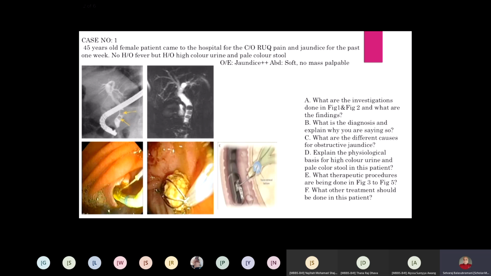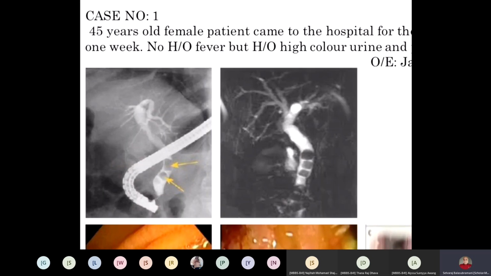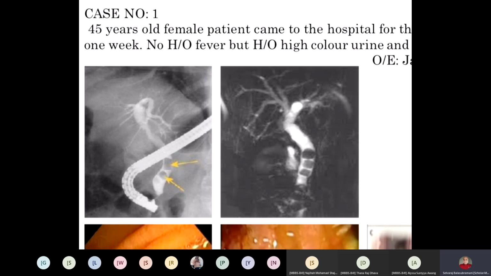Now I am going to ask only the questions. Question number 1: what are the investigations done in figure 1 and in figure 2, and what are your findings? The other day I didn't show figure 2; I showed only the first picture. Now, any one of you, what is the investigation in figure 1? ERCP, sir. ERCP, very good. What is the investigation in figure 2? MRCP. Yeah, MRCP, very good.